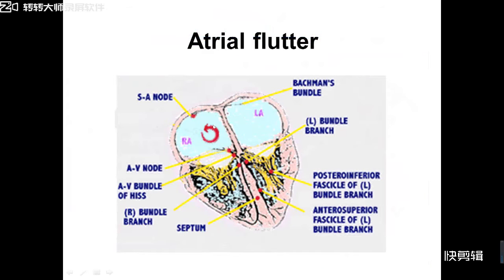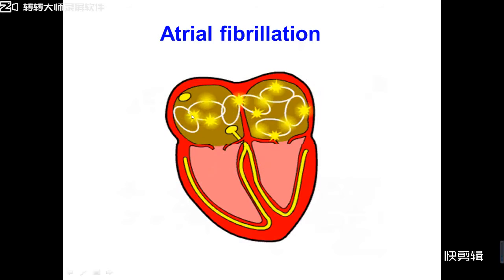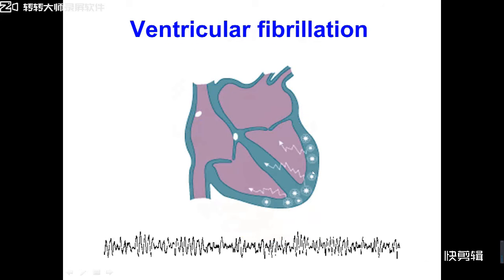This is atrial flutter, and the atria beat very fast, nearly 300 to 400 beats each minute. And then this one is atrial fibrillation, very, very fast, and the atrial beats are more than 450. This is atrial fibrillation. And here is ventricular fibrillation, the most dangerous arrhythmia. In ventricular fibrillation, the death rate is nearly more than 60%. So it is the most dangerous.